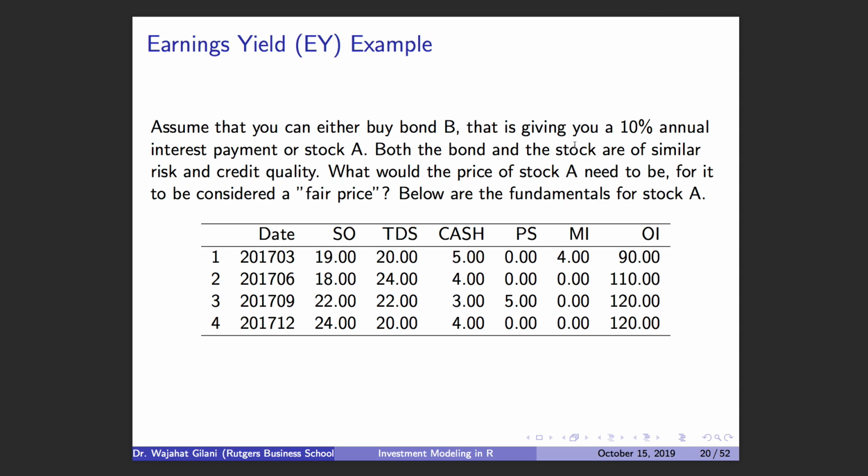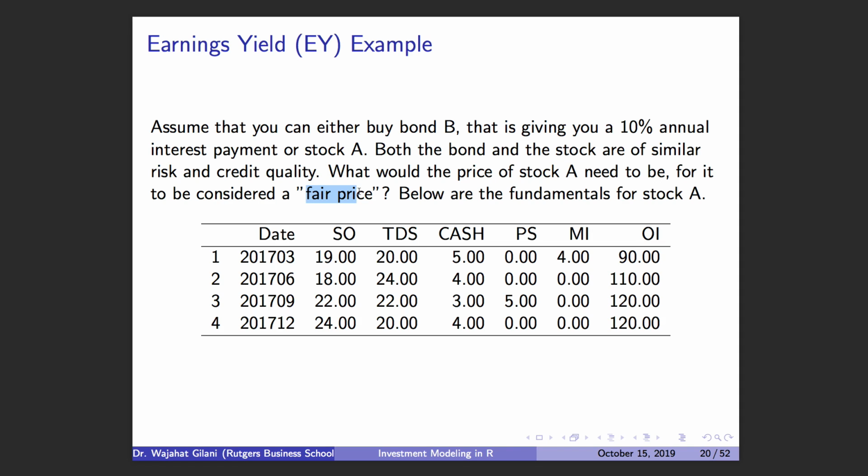In this situation, I have somewhat of a benchmark. I have this other investment called bond B that is the same in terms of risk as stock A, and I'm pretty much certain that I'm going to get a nice 10% payout every year. I'm going to have a yield, or earnings yield, of 10% from that bond. If that's the case, then what should the price of stock A need to be for it to be considered a fair price? Ladies and gentlemen, bond B's earnings yield of 10% is our benchmark. Whatever price is the fair stock price for stock A is going to give me an earnings yield of 10%.